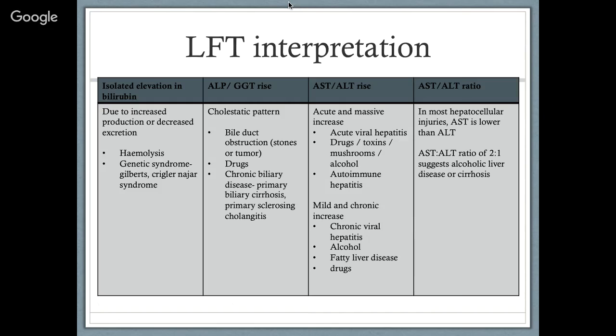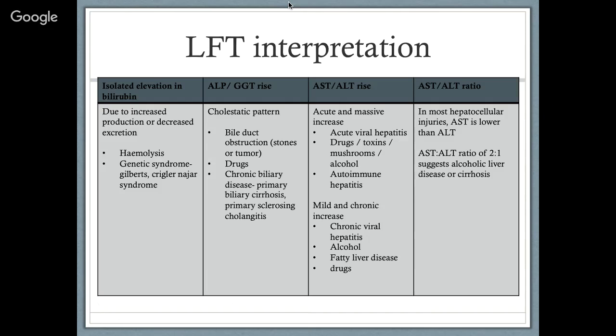AST and ALT, that's what we're going to be associating mainly with liver damage. If you get an acute and a massive increase, you want to think of something that's really damaging the liver. You want to think of an acute viral hepatitis, drugs, toxins. Those are magic mushrooms, not like normal mushrooms that we'd eat. Or autoimmune hepatitis can cause a massive and acute increase.